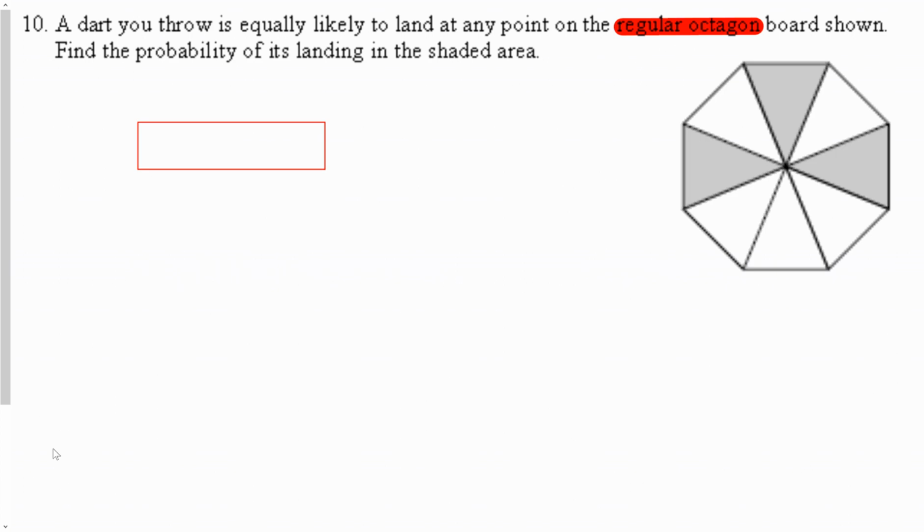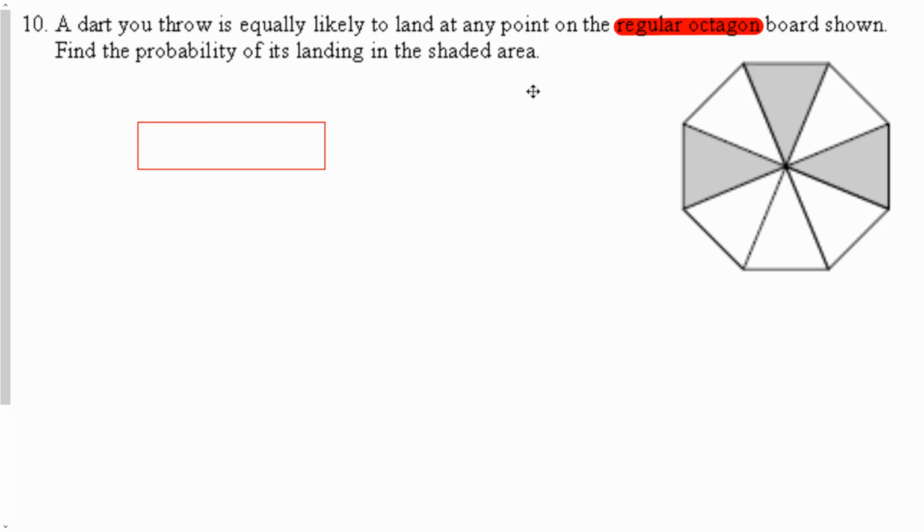Last thing we're going to do is jump down to number 10 on your notes. Here we're throwing a dart, and it is equally likely to land at any point in the regular octagon. Notice I have that highlighted. That is very important information. Find the probability of that dart landing in the shaded area. So notice we have shaded areas, we have unshaded areas. But again, the key I mentioned here is that we have a regular octagon. Why is that so important?